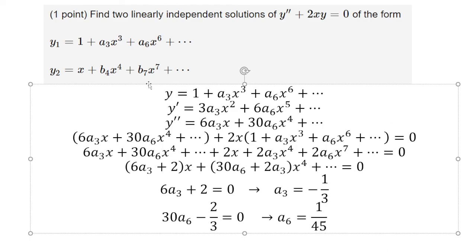And you can do the same thing for the other one. So to get the b4 and b7, now start with y equals this thing. You find the first and the second derivative, plug it into this differential equation, and just do the rest.